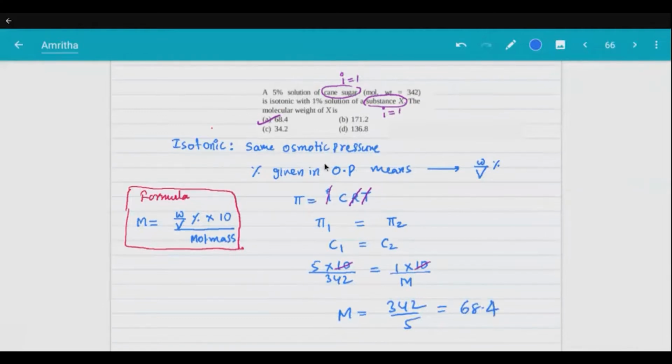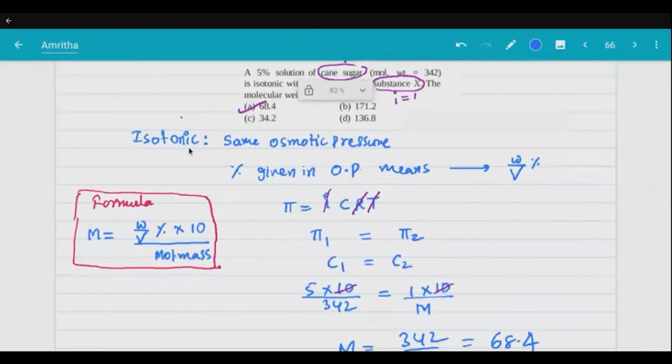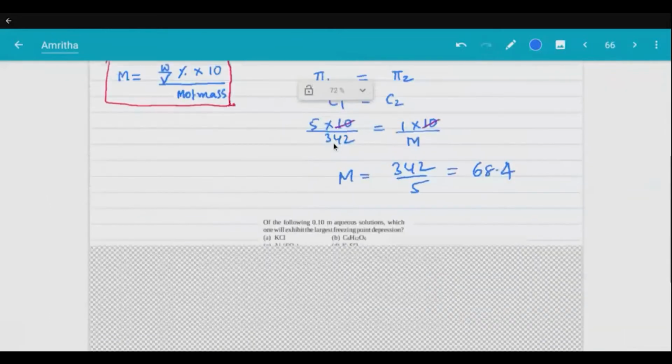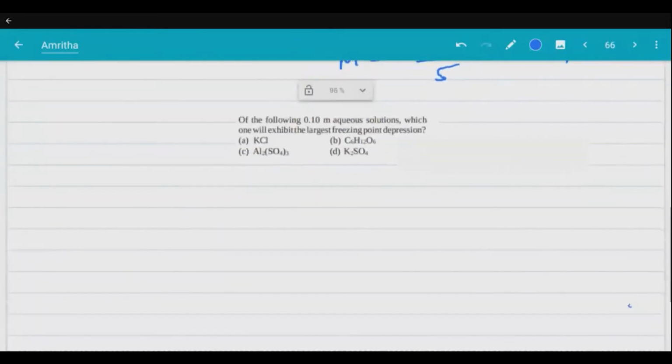So basically, keep in mind, what is isotonic? Isotonic means same osmotic pressure. Okay, fine. Next, look at this question.